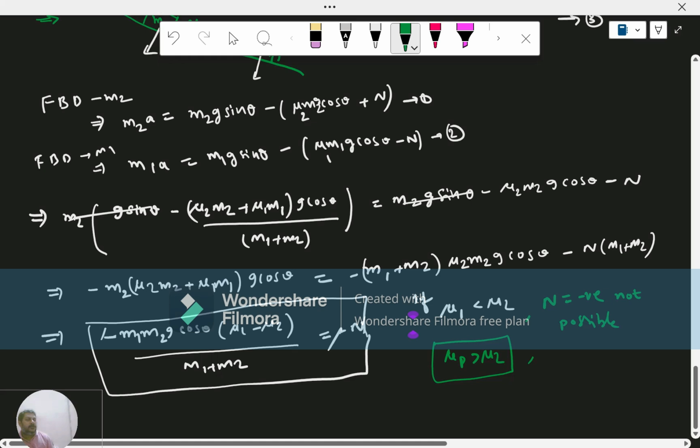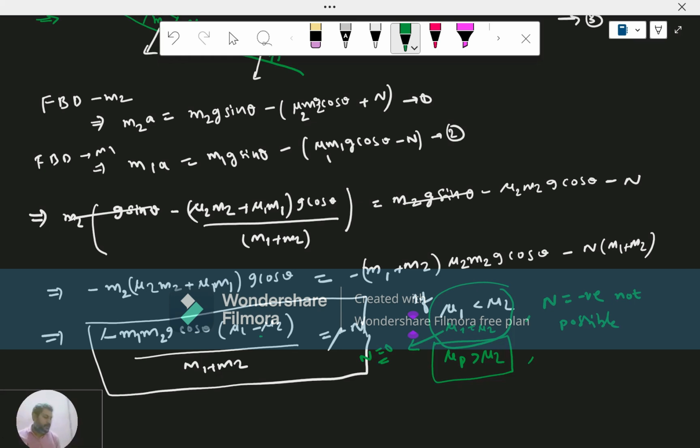mu1 less than mu2 is not possible, and mu1 equal to mu2 is also not possible. If mu1 equals mu2, the normal force becomes 0, which is also absurd, since the normal force between contact bodies is never 0. That's why mu1 and mu2 should have different values, such that mu1, the lower block's coefficient, is more. So then what will happen, see now?